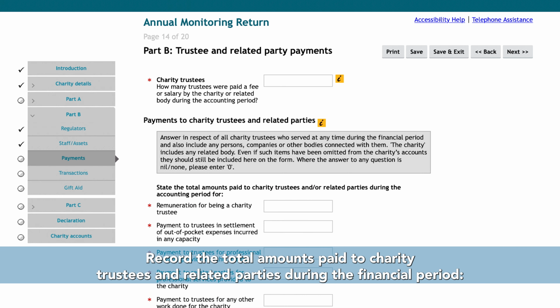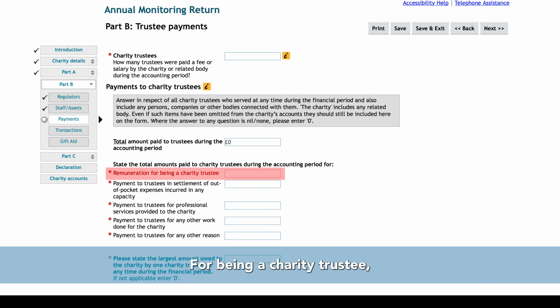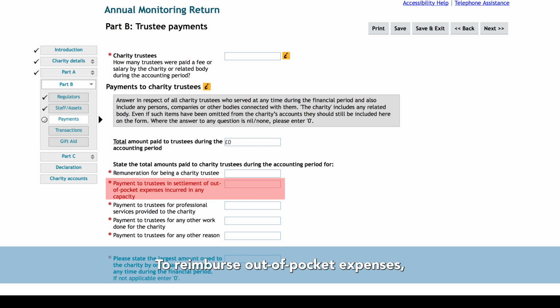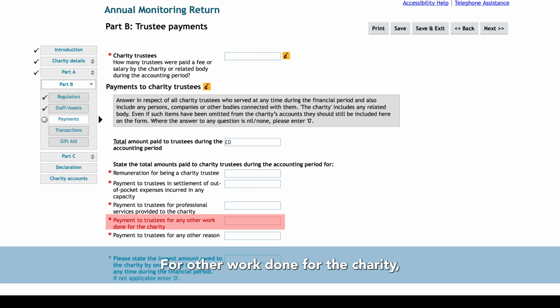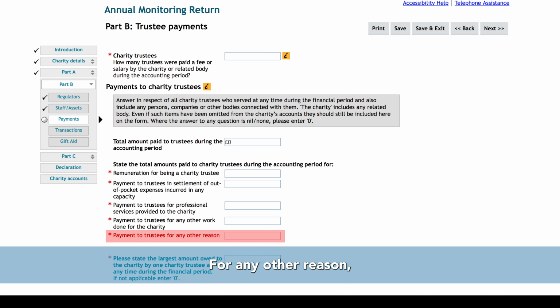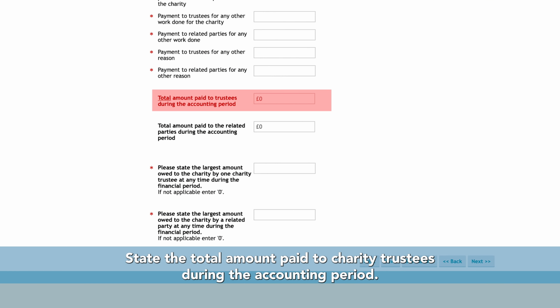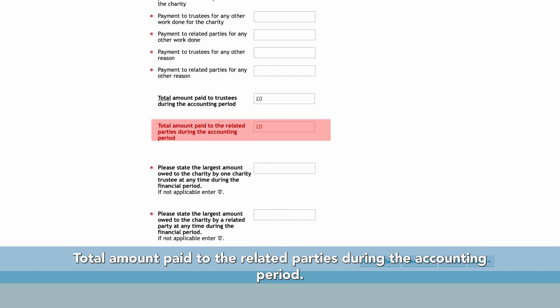Record the total amounts paid to charity trustees and related parties during the financial period. For being a charity trustee. To reimburse out-of-pocket expenses. For professional services provided to the charity. For other work done for the charity. For any other reason. State the total amount paid to charity trustees during the accounting period. Total amount paid to the related parties during the accounting period.